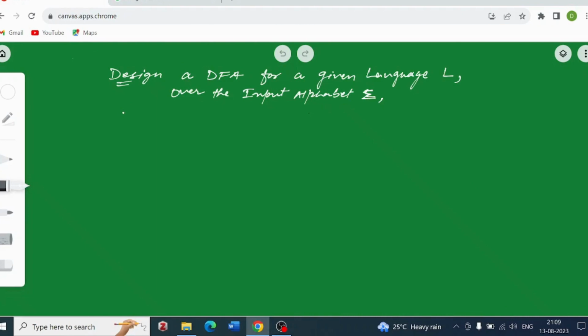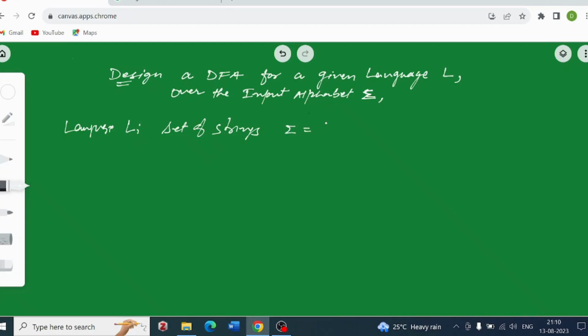Welcome students. In this part of the lecture, we will see how to design a DFA for the given language L over the alphabet sigma. Students, in these types of questions where you have to design a DFA, you will be given a language L, and the language L will have a set of strings over the alphabet sigma.